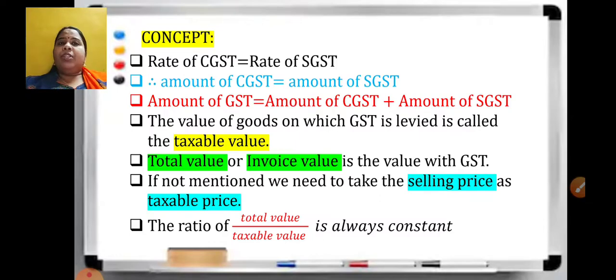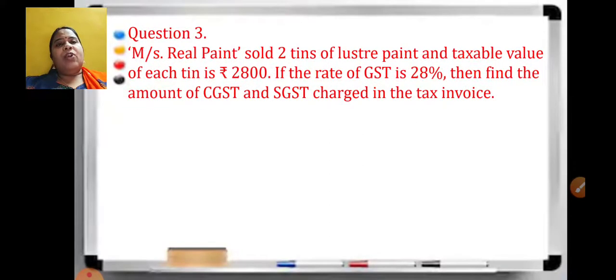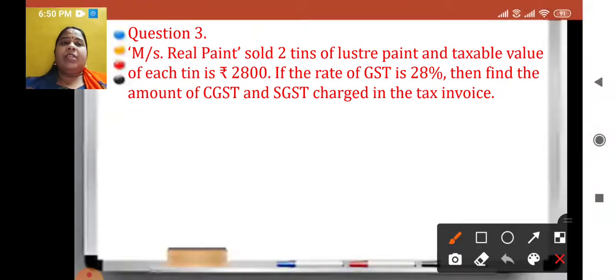Now with the help of all these important points, let us continue further with the practice set sums. We have already finished practice set 3.1, the first two sums. Let us continue with the third sum. Now third sum is: Miss Real Paint sold 2 tins of Lustre paint and taxable value of each tin is rupees 2800. If the rate of GST is 28%, then find the amount of CGST and SGST in the tax invoice. Now do not get afraid reading such questions. We will see it part by part.